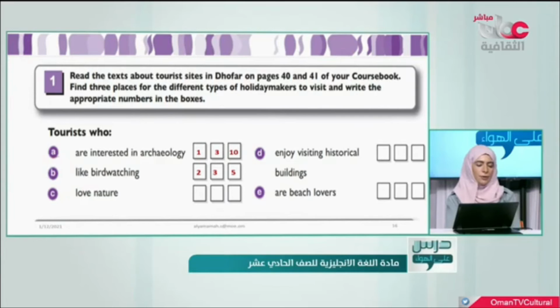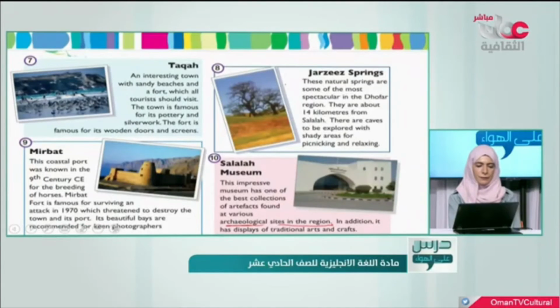Those who are interested in nature, natural places, are supposed to visit 4, 5, and 8. Then those who enjoy visiting historical buildings will move to 3, 6, and 7. As you can see, 3 is repeated in different places. Why? Because it represents different kinds of joy for the visitors. What about the last one, which is our beach lovers? We talk about 5, 6, and 7. If we go back to the text, we can check that 5, 6, and 7.